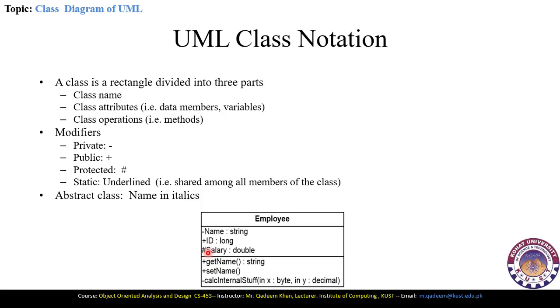And hash is for inheritance, meaning that if this is the parent class, then only this attribute, the salary attribute, will be accessible to the child of this employee class, but it cannot be accessed by any other class in the project. And if we have an underline, that means that this is a static attribute. Abstract class names are provided in italics, while concrete class names are provided in normal written format, like Employee.